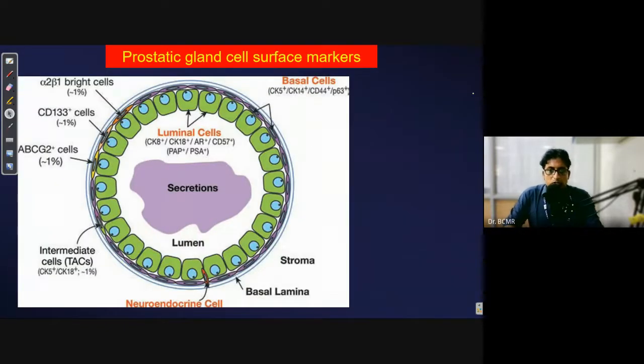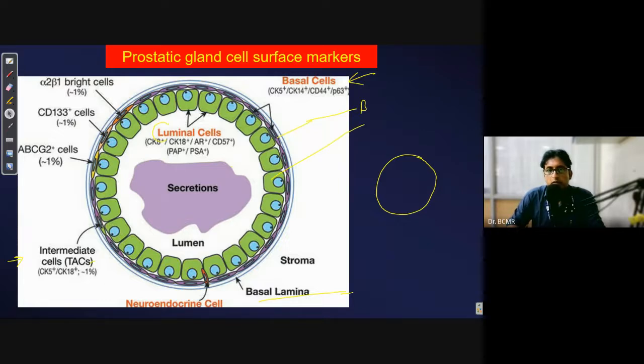So if you look at the cross section of the prostatic gland, as we already discussed, we have a basal layer, right? These are the basal cells here. And the lamina is a kind of extracellular matrix-like thing that is present as the outer covering of the gland. And then we have the transit amplifying cells, TACs. You can also call them intermediate cells. And then we have the luminal cells, of course, and they secrete their secretions into the lumen.